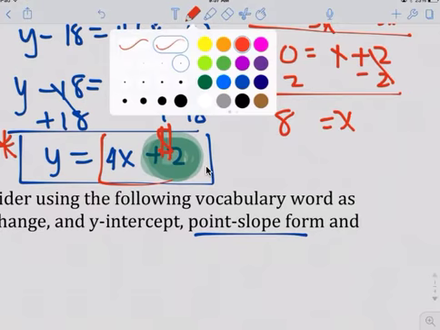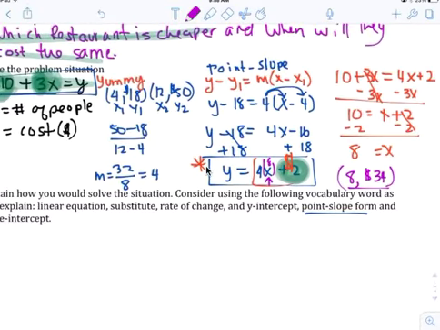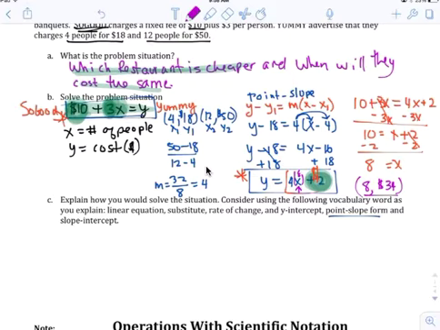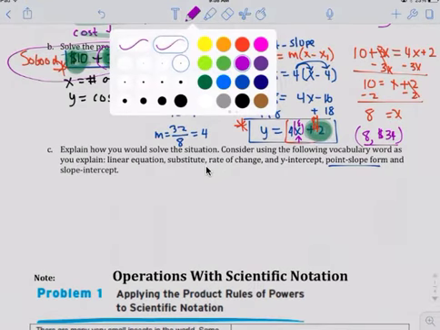Now 8 people will cost both companies... let's substitute 8 back in here. So if you put 8 here, that's $32, $34. So 8 people, $34 is the break-even point. Both companies with 8 people will charge $34. It doesn't matter. After 8 people, it's best to use So Good because per person is cheaper. So you need to state that.